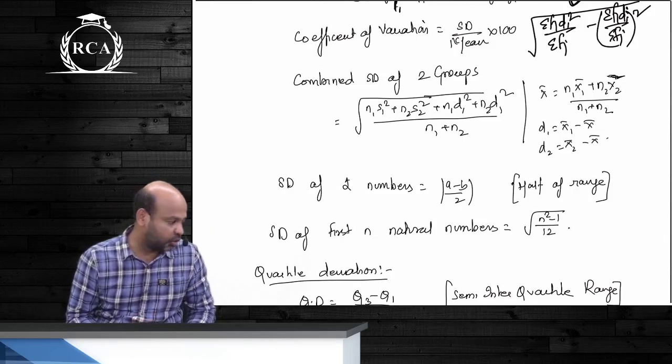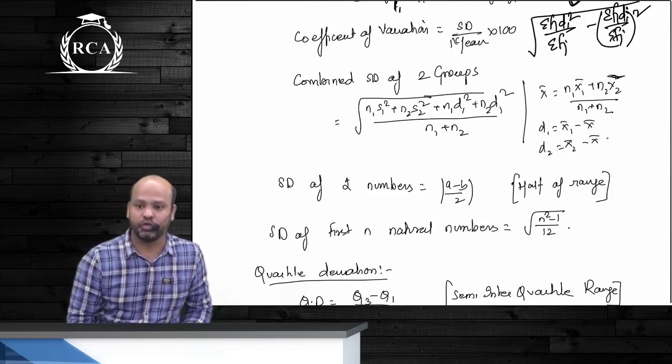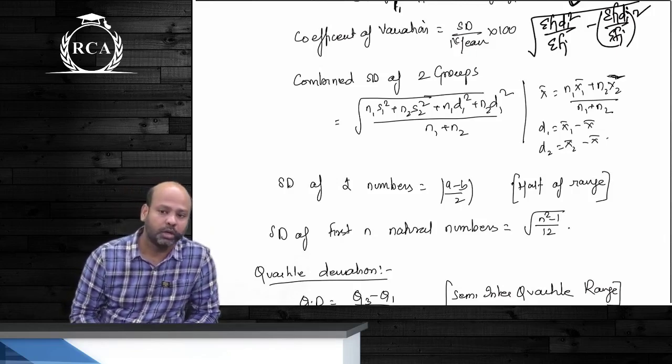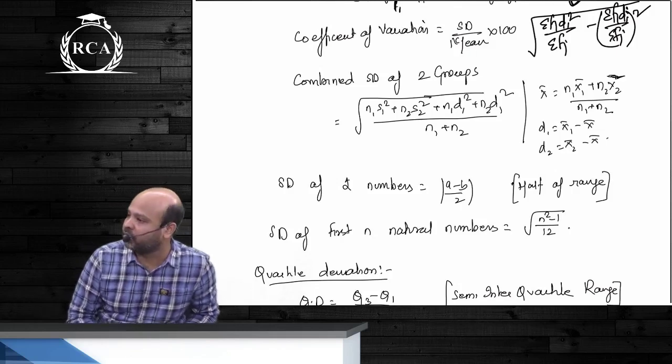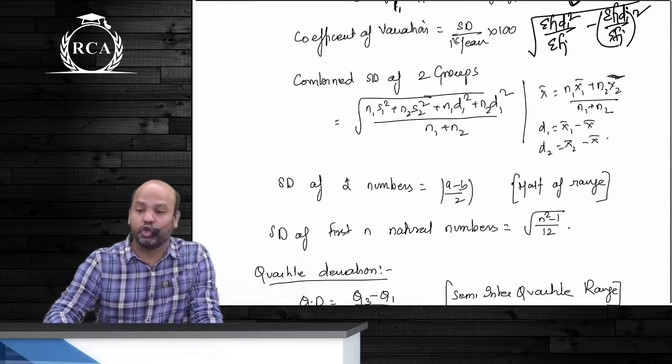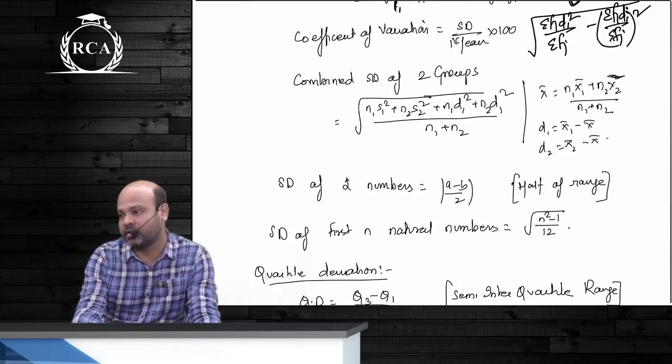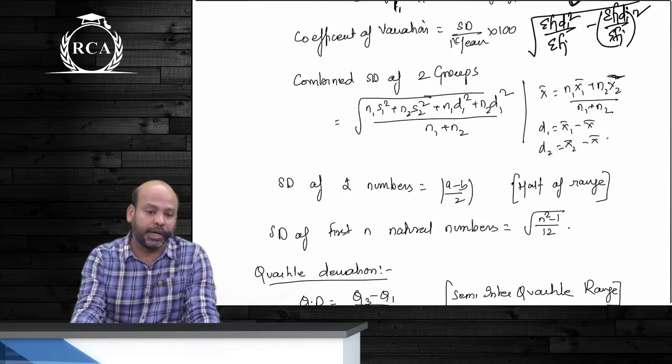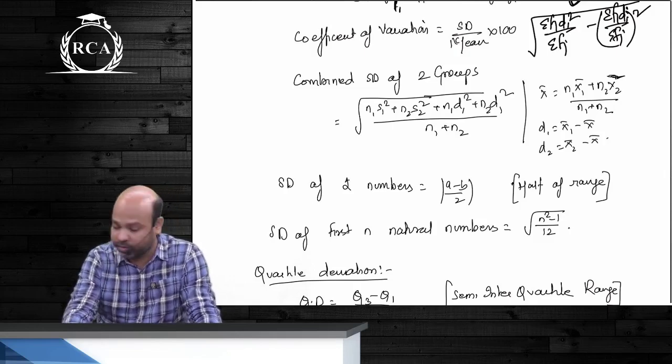And then, if there are only two numbers given, the standard deviation of those two numbers, guys, will be equal to mod of a minus b by 2. Standard deviation of the first n natural numbers, guys, will be equal to root over n square minus 1 divided by 12. Remember them as formulas.